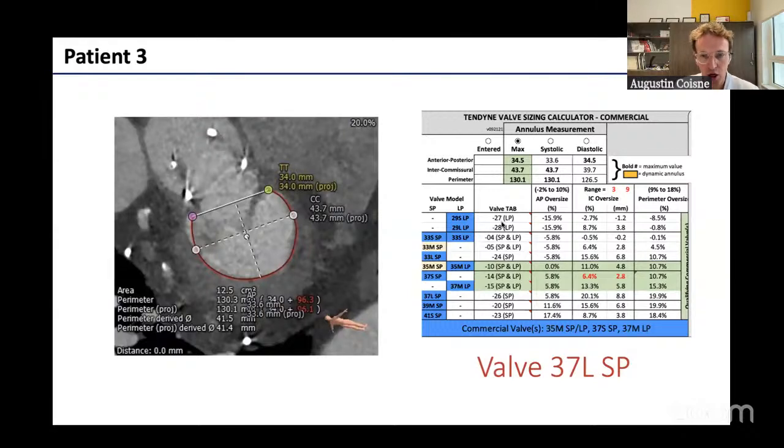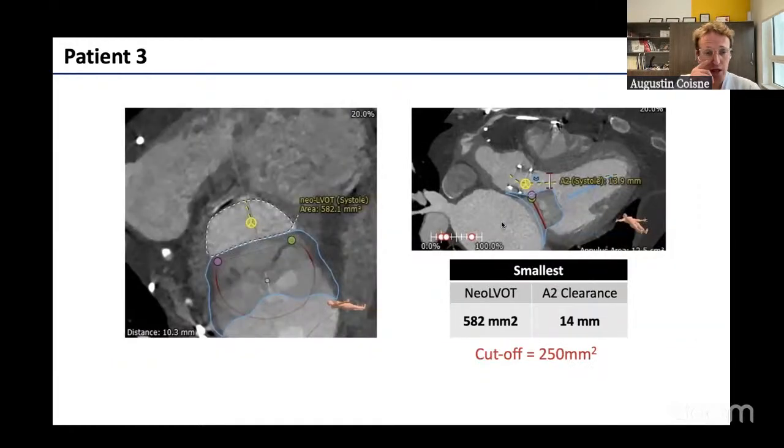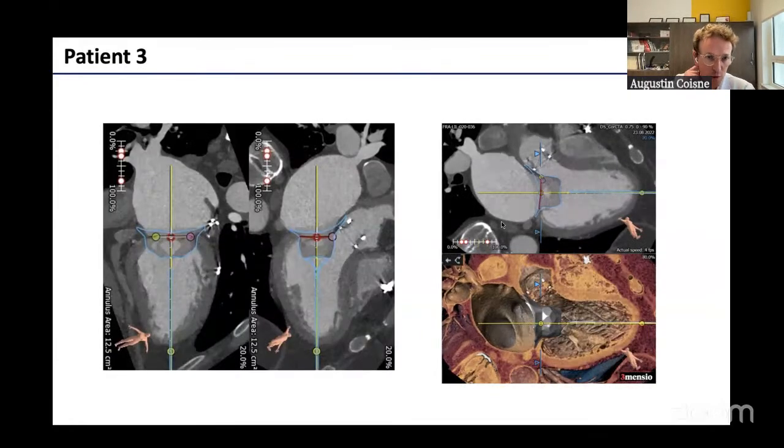And we have a valve sizing calculator developed by Abbott. For this patient, we tried the device with, let's say, between 10 and 20% of oversizing, and it was a 37L standard profile. And then we put the phantom of the device in the CT scan to try to assess the neo-LVOT area, so the LVOT after deployment, and the A2 clearance. The neo-LVOT was measured at 582 millimeters square, so we were far from the cutoff proposed by Abbott, which is 250 millimeters square. Of course, we also try to model the transapical axis to be sure to be perfectly perpendicular to the plane of the annulus.